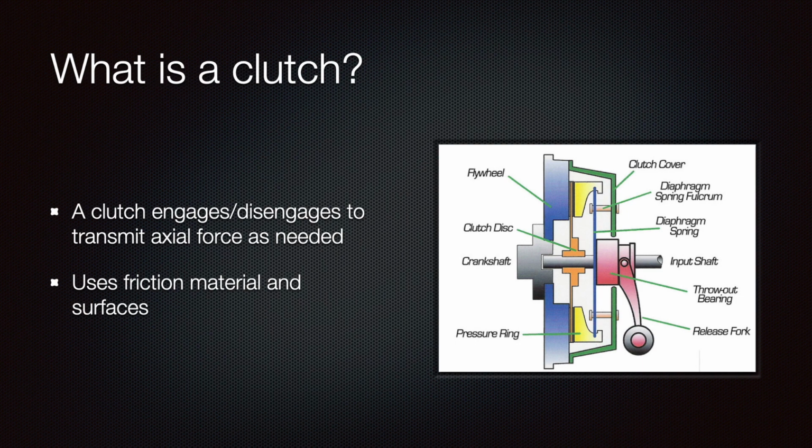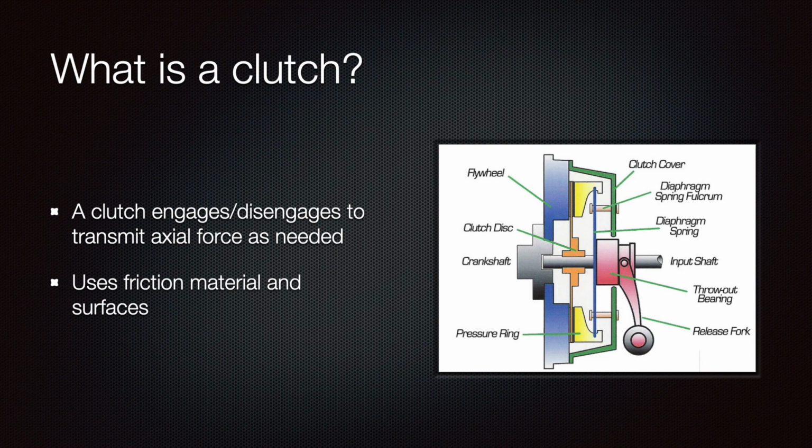The flywheel and the pressure plate have friction surfaces, which are typically steel. The clutch disc has a layer of friction material, commonly made of ceramic composites, and is squished between the flywheel and the pressure plate. This causes the clutch to rotate, sending power through the input shaft to the transmission.